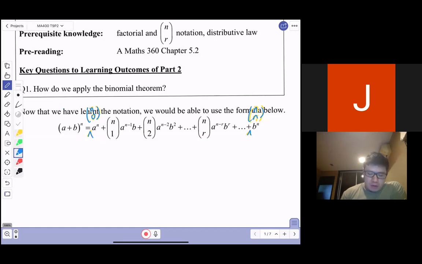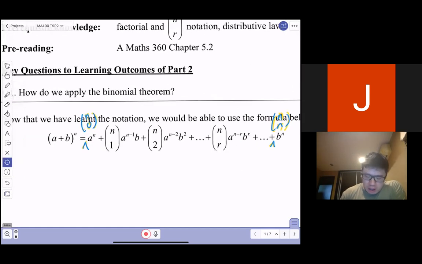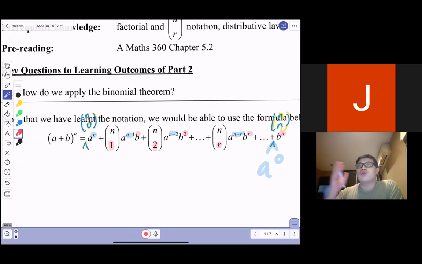You notice a few things. Number one, the powers of a decrease as we go down the expansion until it reaches a power 0. The powers of b increase, power 1, power 2, power r, until it reaches n. And the n choose terms go n choose 1, n choose 2, n choose 3, n choose 4, and so on.